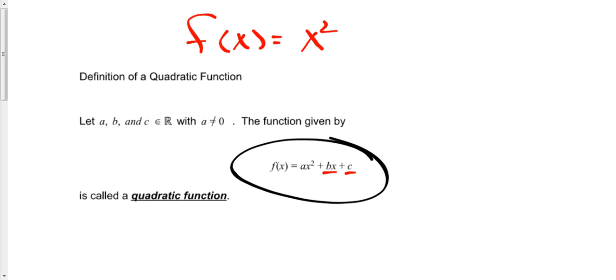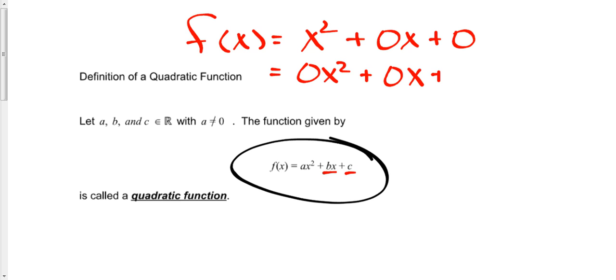Yeah, so if I wrote this, now I got a b and a c, right? It's just a b equals 0 and c equals 0. What about this? Is that a quadratic?